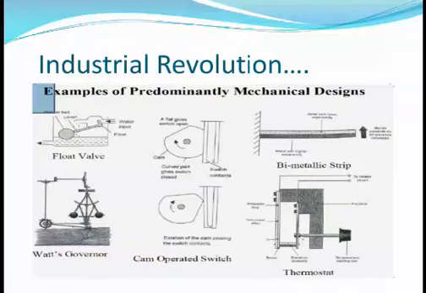So you can see some of the mechanical designs here: float valve, Watts governor, cam operated switch, bimetallic strip, thermostat. All these evolved purely through the industrial revolution. Bimetallic strip: whenever the change in temperature takes place, mechanical displacement will happen.